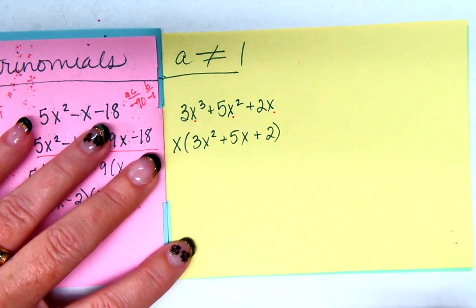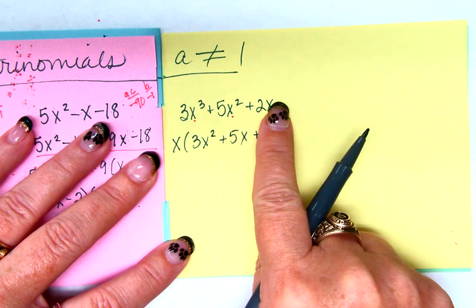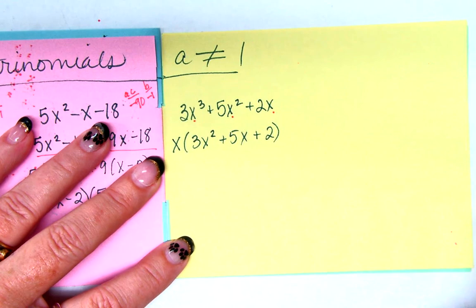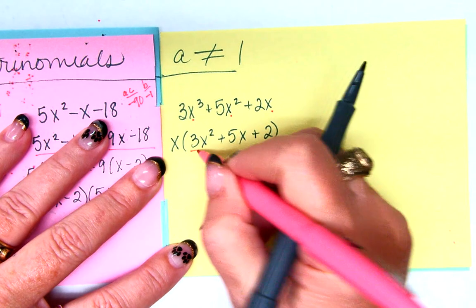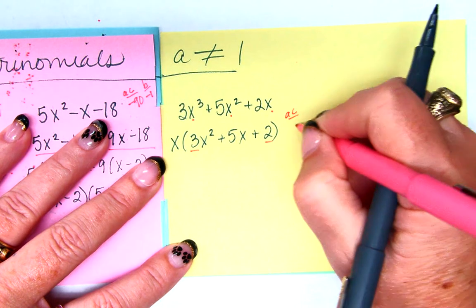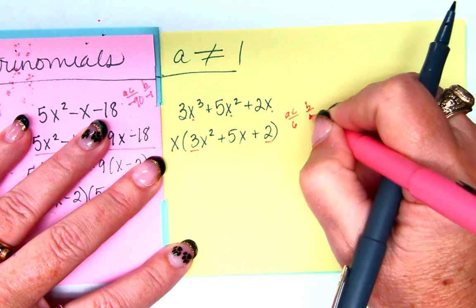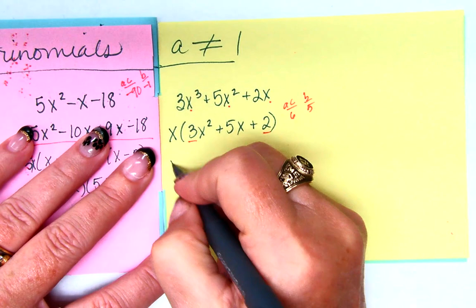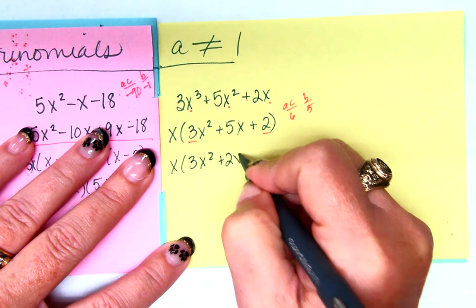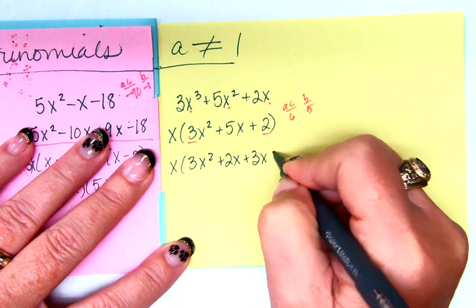Now I can do AC. Before I couldn't even do AC, because A is right here, and there's not a C. So now I can do AC. And AC is, and B is, so my two numbers are 2 and 3. So 3x squared plus 2x plus 3x plus 2.